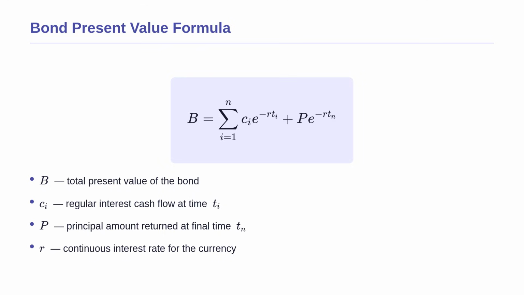The letter R is the continuous interest rate, and T is the time. The term e raised to the negative r times t is our discount factor. It mathematically reduces future money because a dollar tomorrow is worth less than a dollar today. An increase in the interest rate R will decrease the present value of the bond.